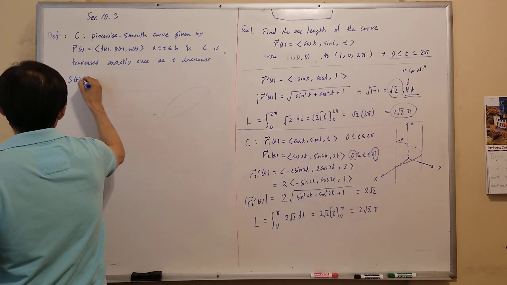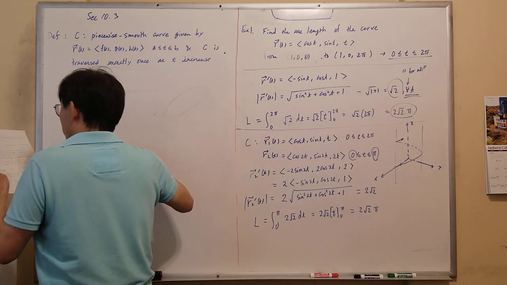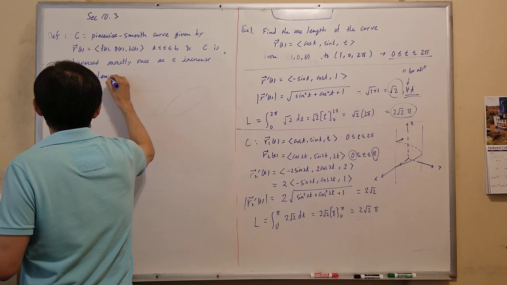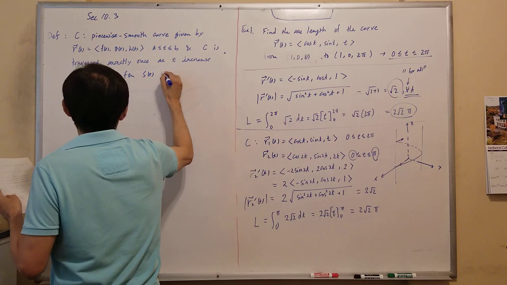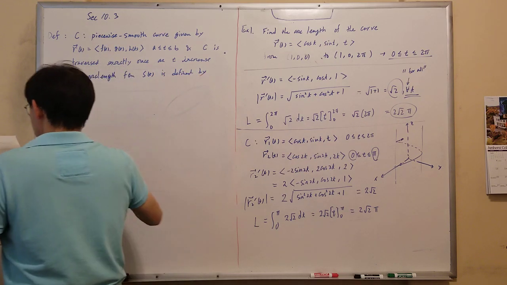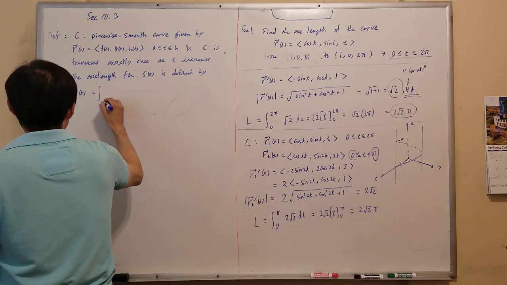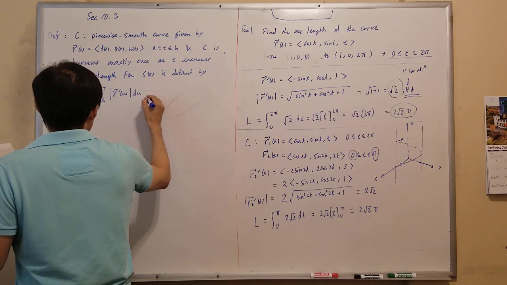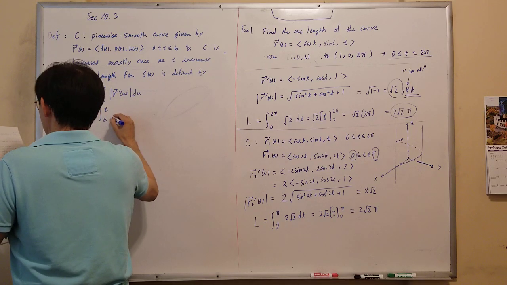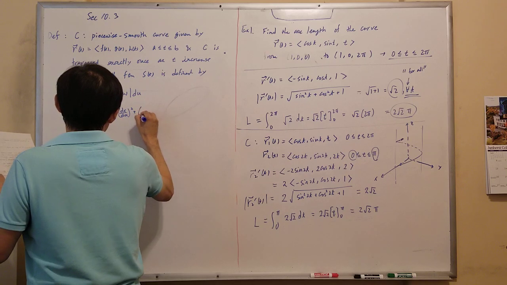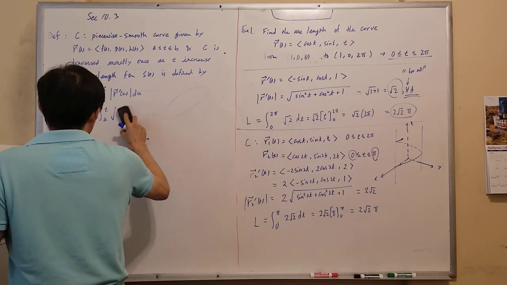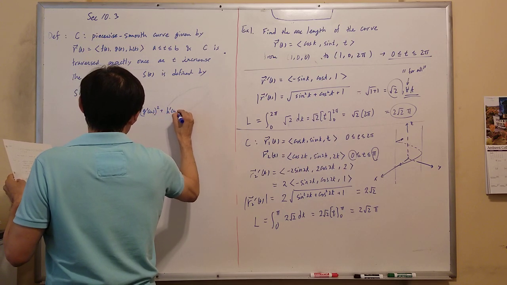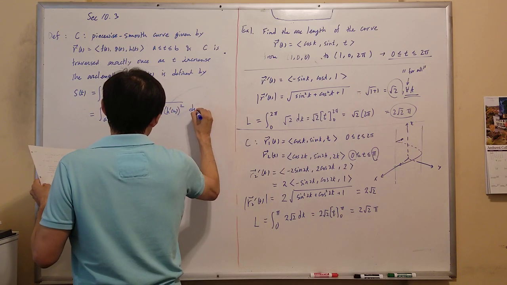Then we define the arc length function S of t by this: the integral from a to t of the magnitude of r prime of u du, which is the integral of the square root of f prime of u squared plus g prime of u squared plus h prime of u squared du.